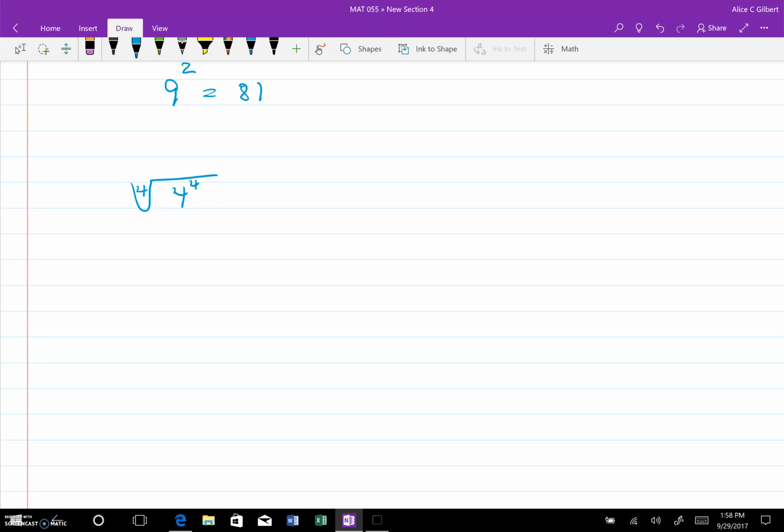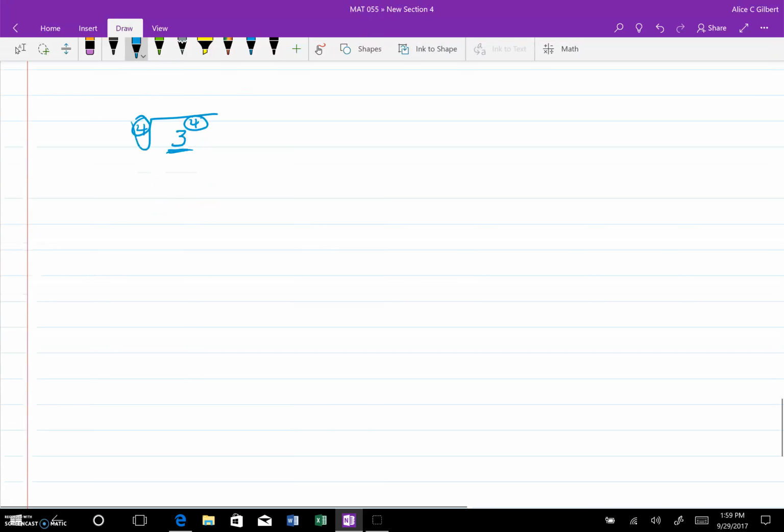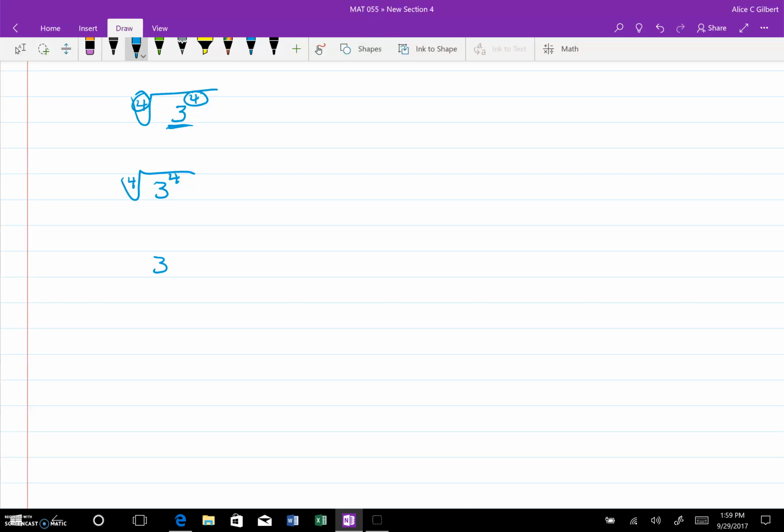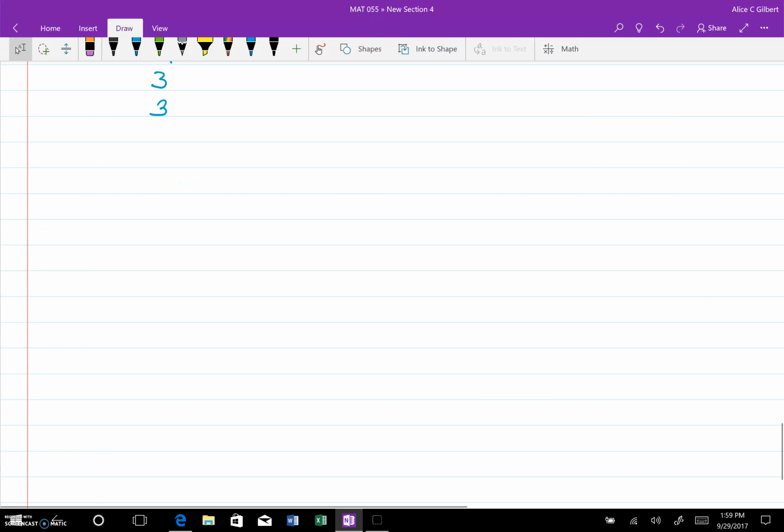Now, remember when I said to you, if I have something like the 4th root of 4 to the 4th, let's make it 3 to the 4th. Too many 4s. When this and this match, this falls out as my answer. Well, let me prove it to you now. If I change this into exponent form, I get 4 over 4. And what is 4 over 4? Anything over itself is 1. And what's 3 to the 1st? Just 3.